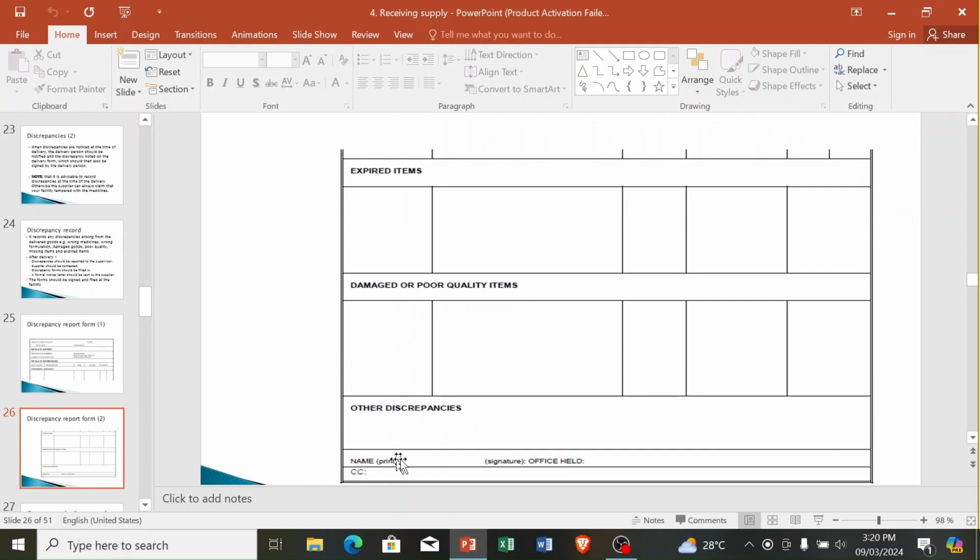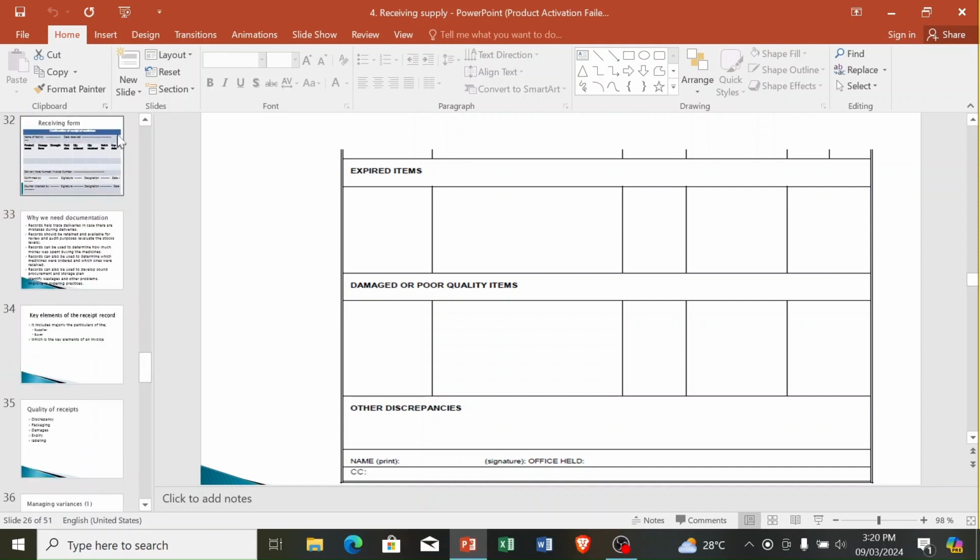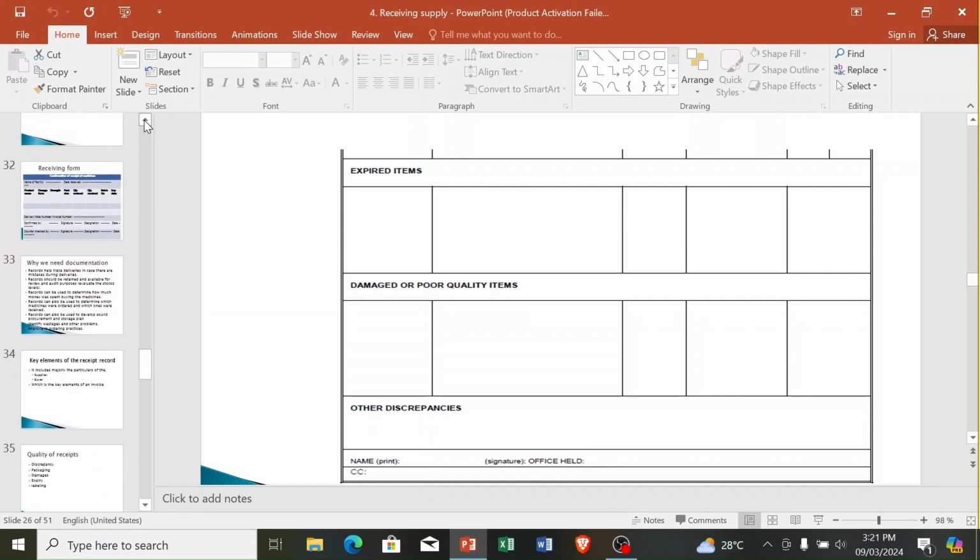And then we conclude it by making a printout, which should be signed, and then copies given to different departments, the administration, the finance committee, and then a copy to the supplier.